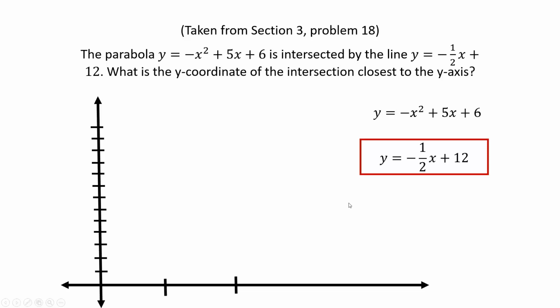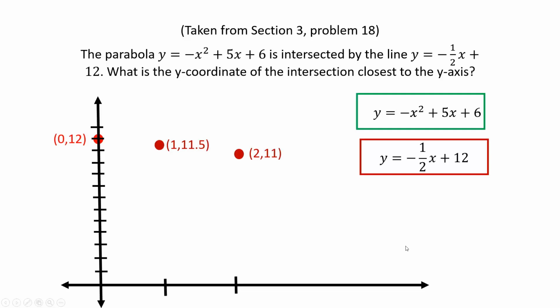Let's take a look at the trend for this line. It goes through the point 0, 12, that's the y-intercept. It also goes to the point 1, 11.5. That is, if we substitute 1 in for x and solve, we get 1, 11.5. And if we substitute 2 in for x, this line will go through the point 2, 11. Negative a half times 2 equals negative 1, and negative 1 plus 12 is 11.